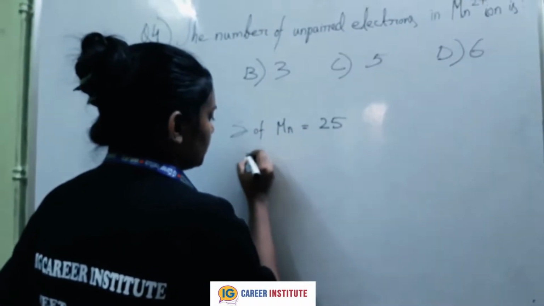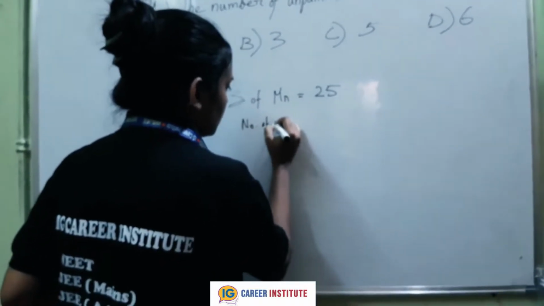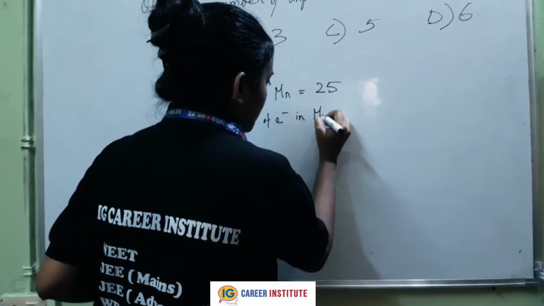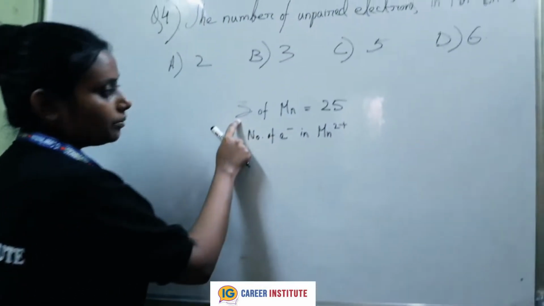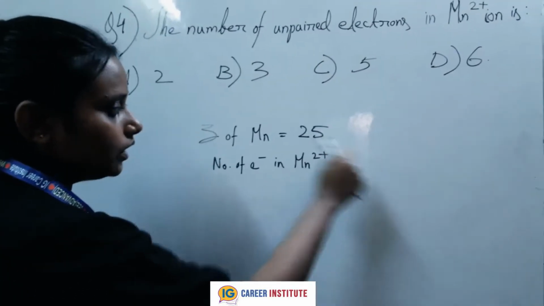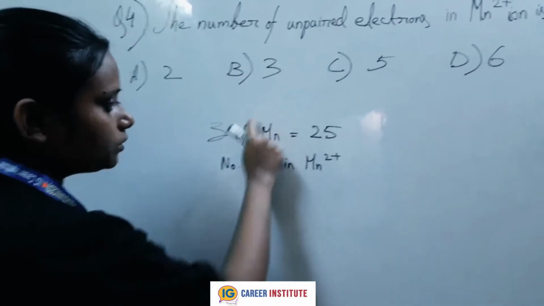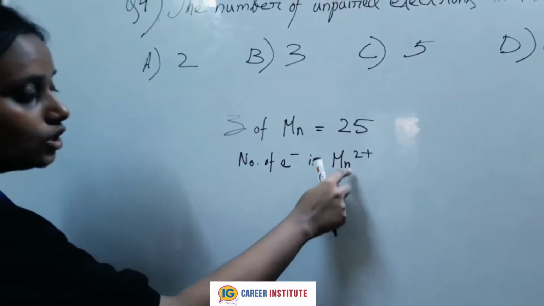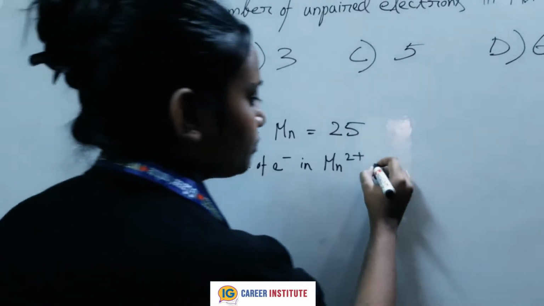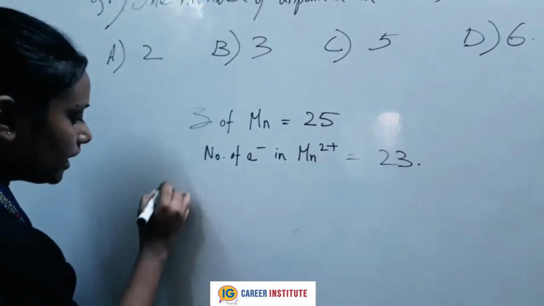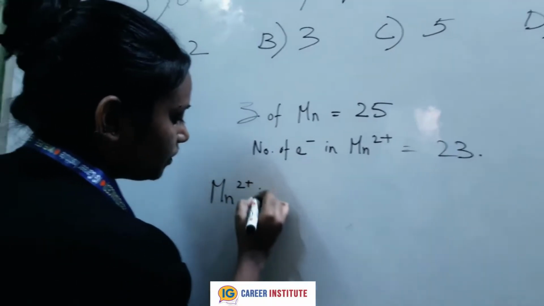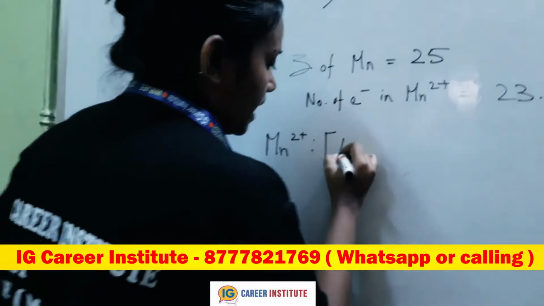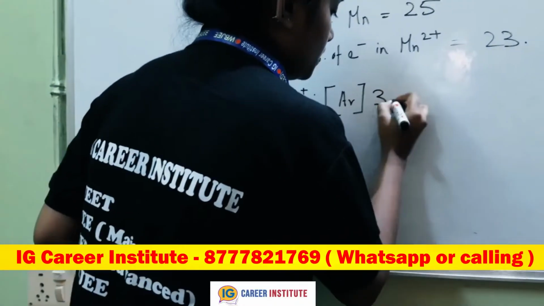So what will be the number of electrons in Mn2+? We already know the atomic number means number of protons, which is equal to the number of electrons. So the number of electrons in manganese is 25. So how many electrons will be there in Mn2+? 2 electrons have been removed, so it will be 23. So for Mn2+, the electronic configuration will be written as argon 3d5.